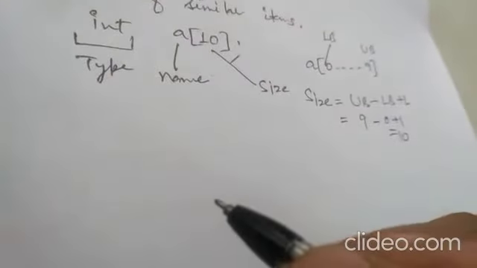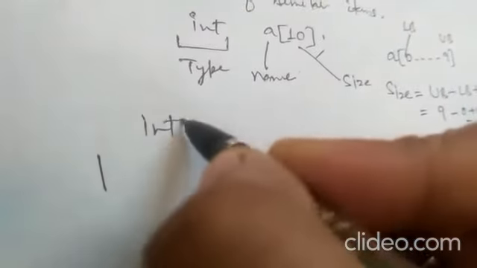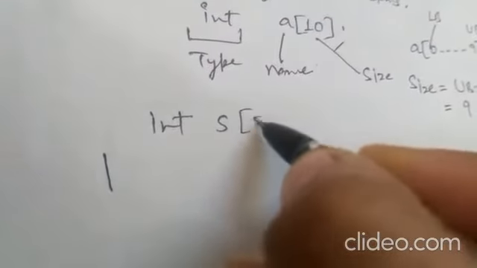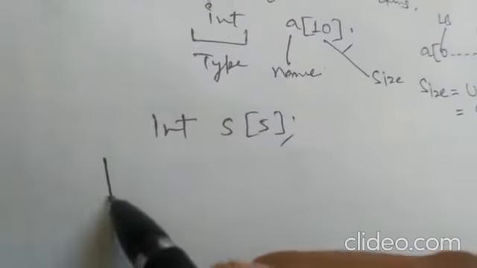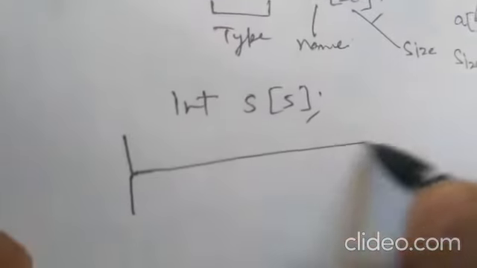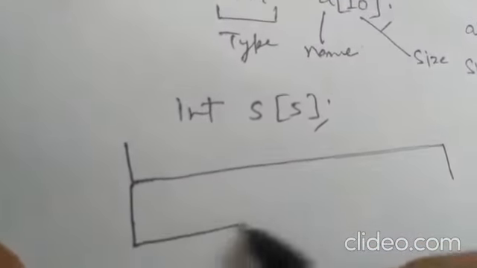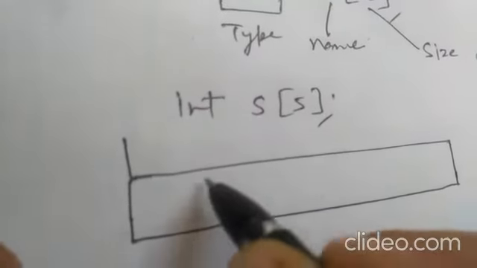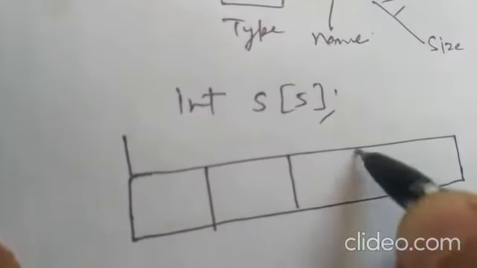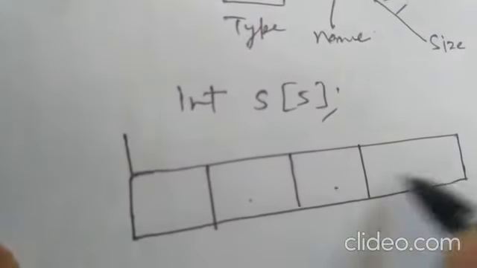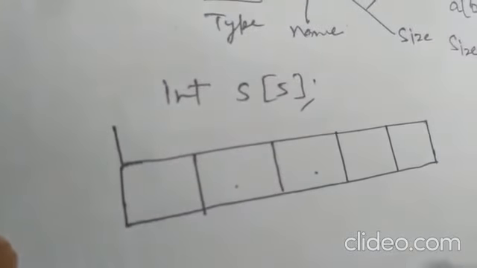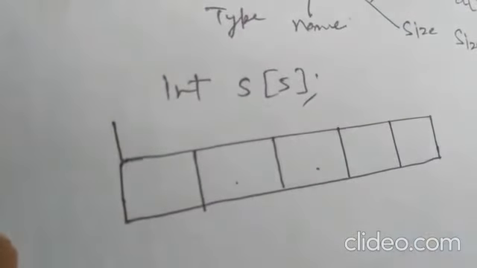So this is an array. Let us see what the internal representation of this array will be. Let us assume this time we have int s[5], right? So we will make its memory representation. We will draw it in the horizontal direction. We will write 1 2 3, 1 2 3 4 and 5. These are 5 blocks, right? The name of this array is s.